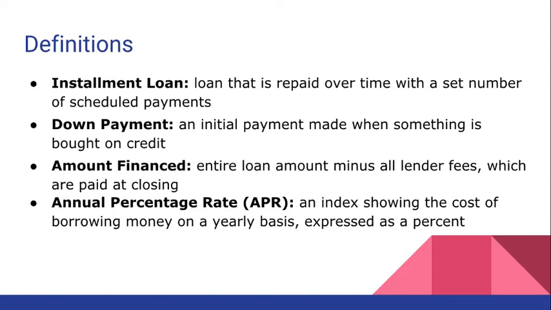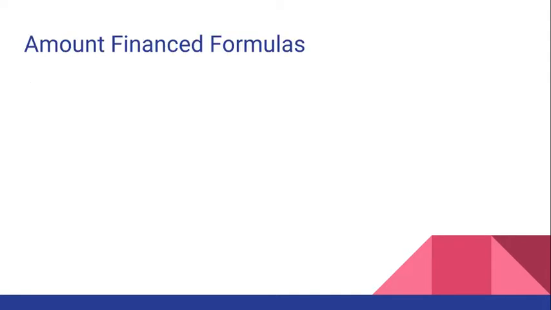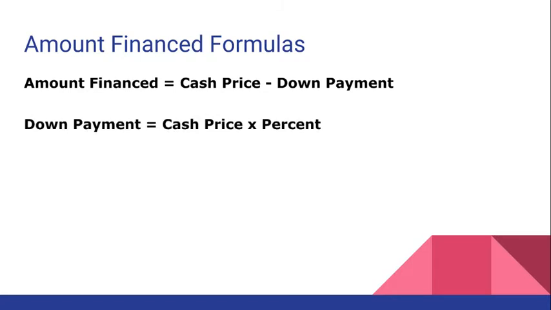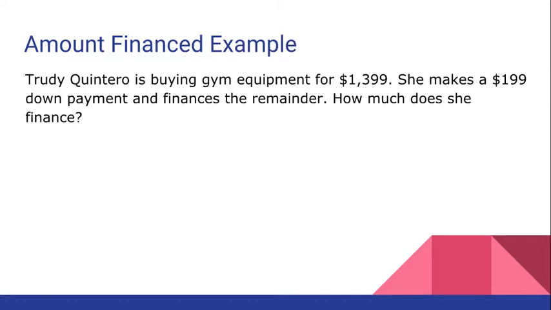So now let's go ahead and start talking about some of the different formulas that we have and how we can use those to solve some problems. So our amount financed formulas: the amount financed equals your cash price minus your down payment, and your down payment equals your cash price times your percent. So those are our two formulas for the amount financed. When we're dealing with amount financed, we're going to use those formulas.